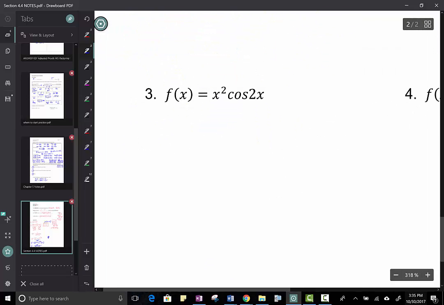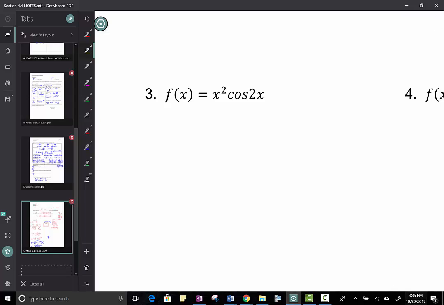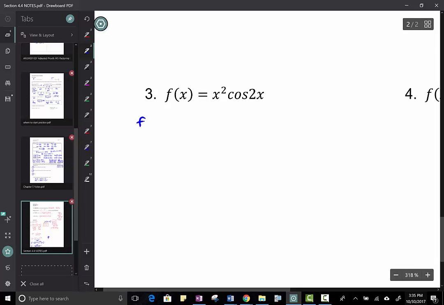Let's look at a little more of a complex one. This one, not only do we have a trig function with a 2 in there, but we also have an x squared in the front. So this is where we're going to have to use both the product rule and the chain rule, a product chain. Okay? Here's what I mean. To find this derivative, we're going to do the derivative of the first, which is x squared.